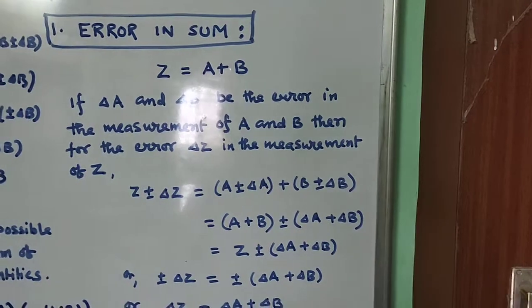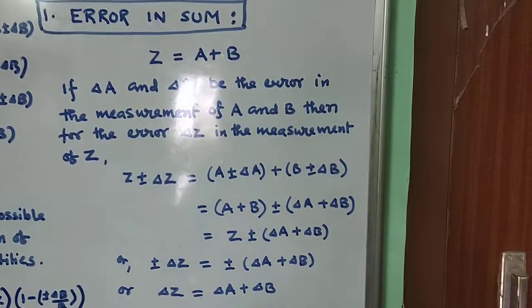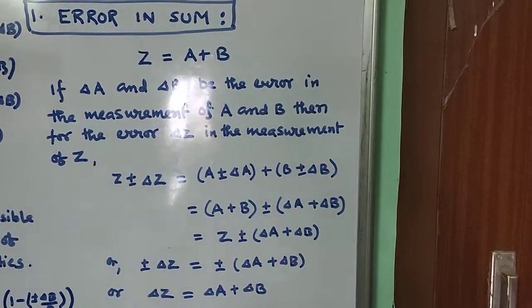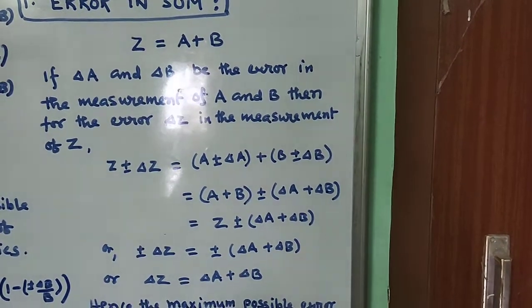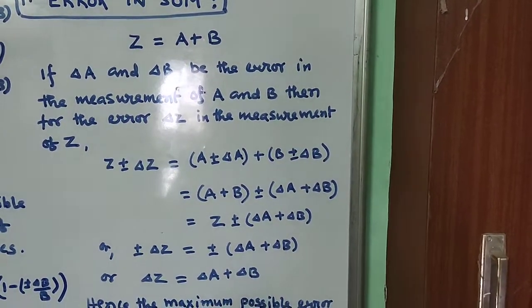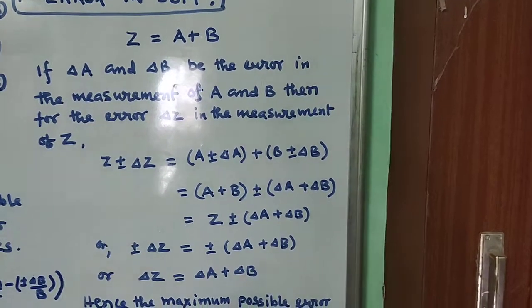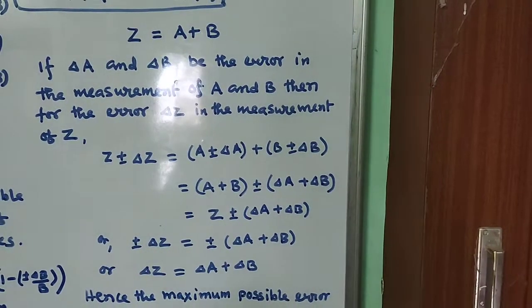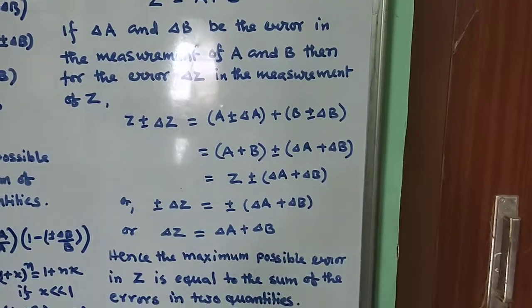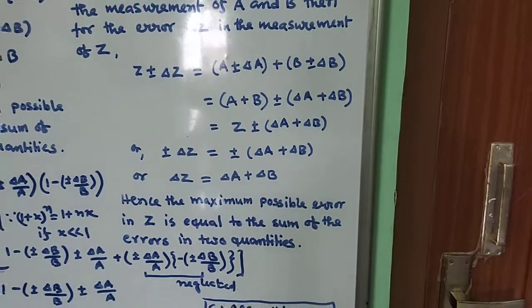Now next we will separate the quantities a plus b from plus minus delta a plus delta b within the bracket. So a plus b is your z, so z goes off from the left hand side and right hand side. Finally we will get plus minus delta z equal to plus minus delta a plus delta b. So on simplification you will get delta z equal to delta a plus delta b.